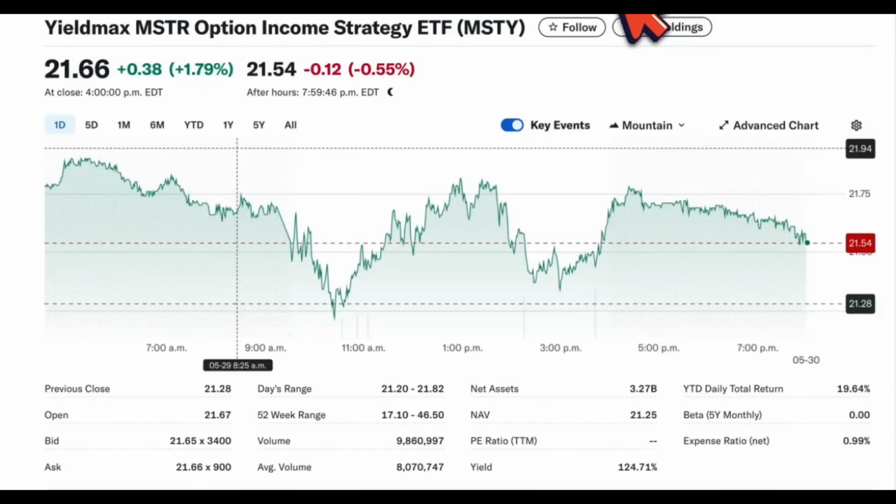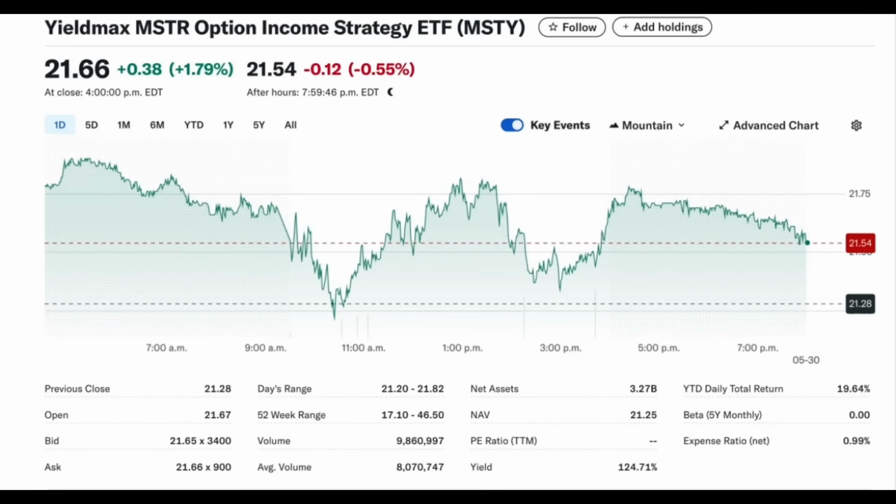The first thing we're going to look at is the YieldMax MSTR Option Income Strategy ETF, MSTY. This is an ETF that an individual who made a comment wanted to invest in. We look at the price of today, and this will determine how much we're going to have to invest, how many shares we're going to get with the money that we have.